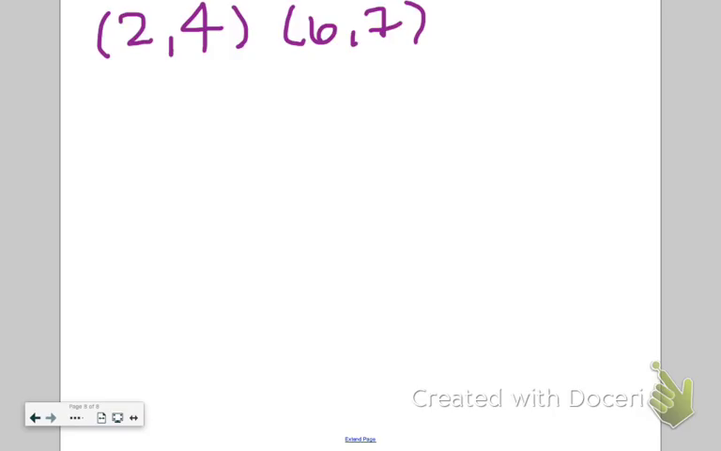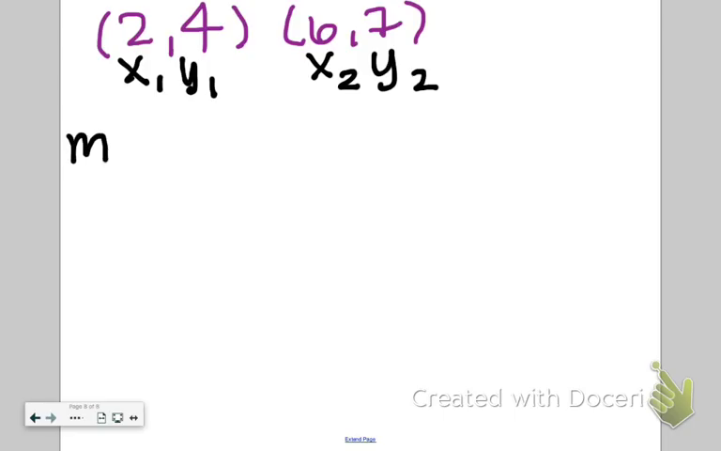Okay, I just found a spot and I rewrote my ordered pairs. I'm going to label them x sub 1, y sub 1, x sub 2, y sub 2. And I really want to stress, you guys, you probably have 2 different ordered pairs than I do, and that's okay. Okay, first one to calculate is slope.